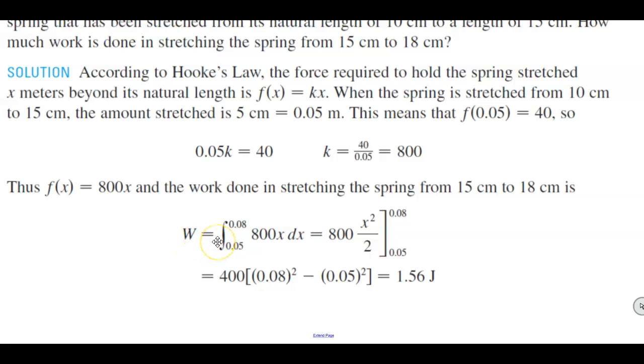Now W is going to be the integral from a lower limit of 0.05 to 0.08 of 800x dx, which is equal to 800 times x squared over 2, going from 0.05 to 0.08. Evaluating the limits gives us 1.56 joules.